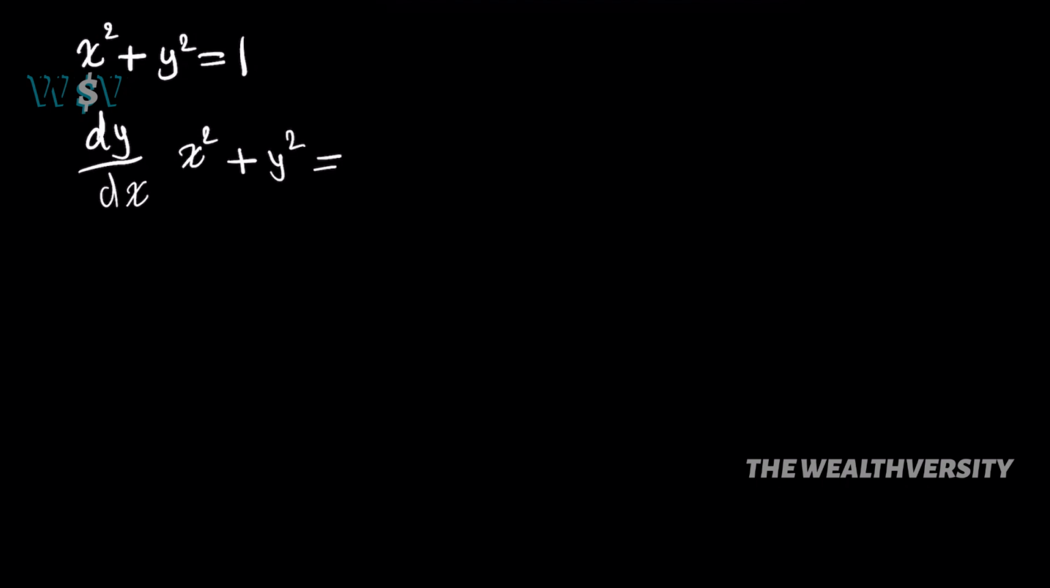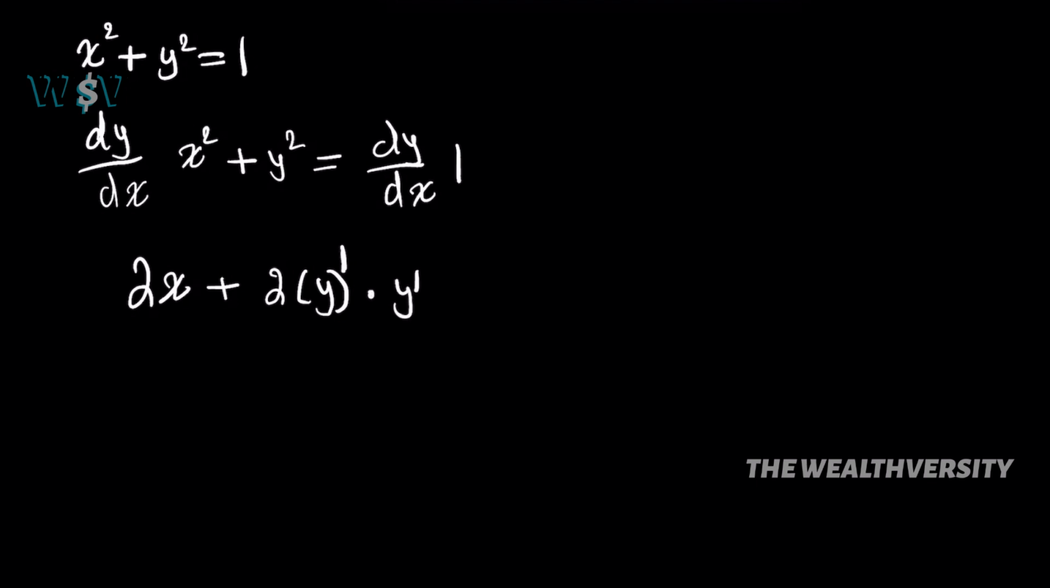Let's talk about implicit differentiation. We have this simple example: x squared plus y squared is equal to 1. To do implicit differentiation, start by differentiating each side of the equation. The derivative of x squared is 2x, and for y squared, it is 2y times y prime, because you are differentiating with respect to x, so you treat y squared as a composite function.